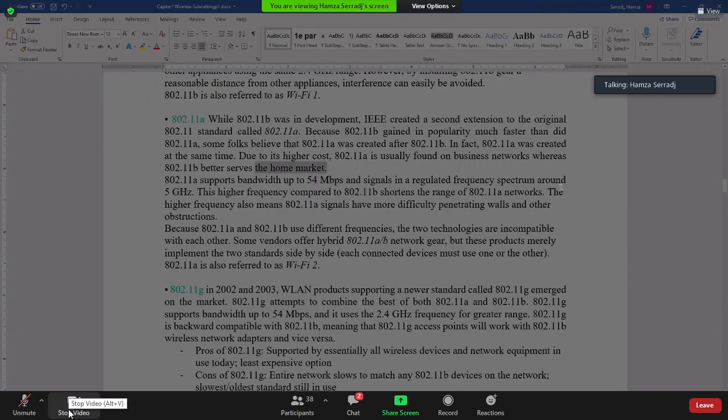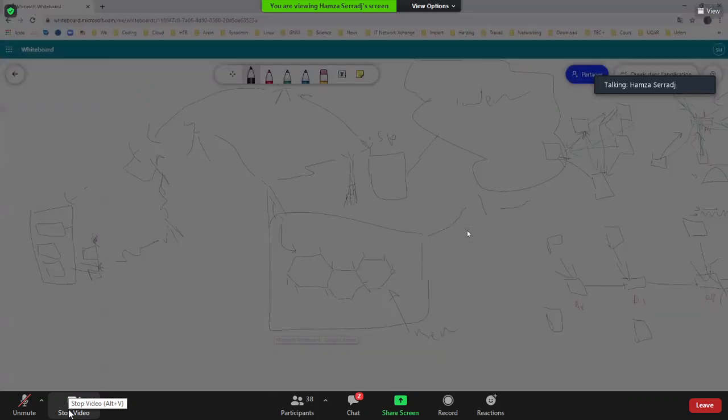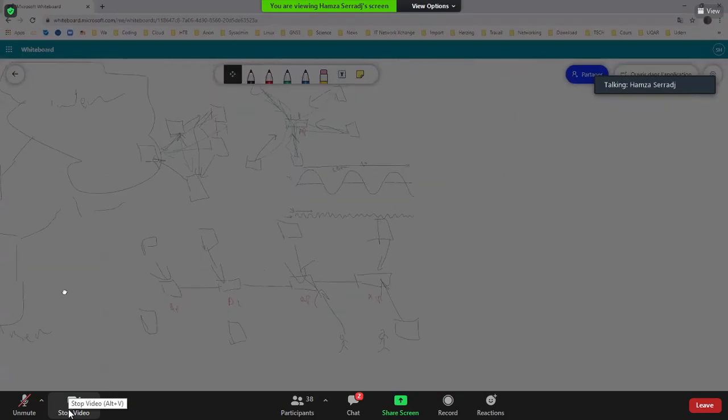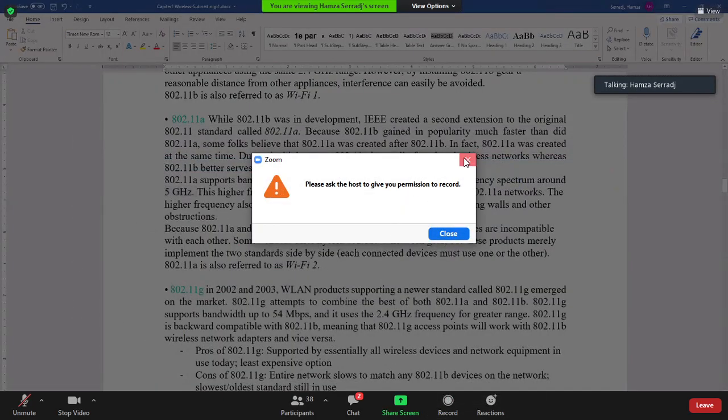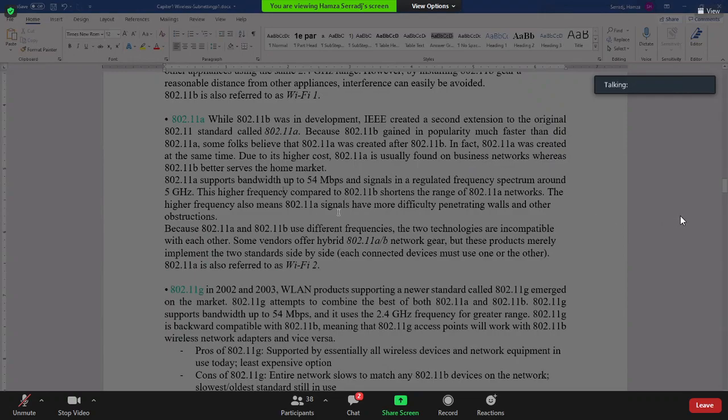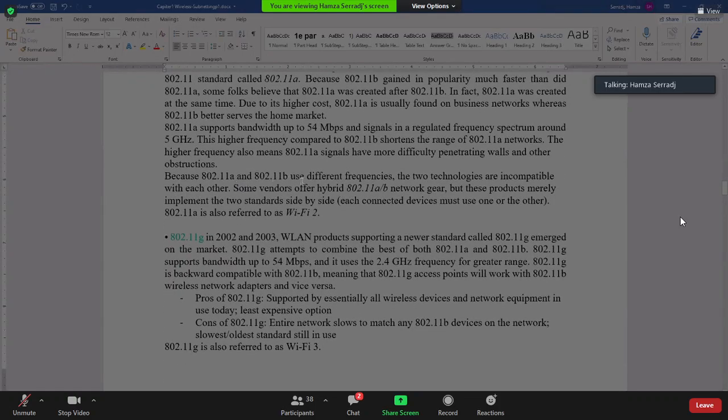A supports a bandwidth of, blah blah blah. This higher frequency compared to the B shortens the range. So you see here we have a shorter range compared to the B. The higher frequency also means signals have more difficulty penetrating walls, and I did explain to you why earlier. Think of the wall that I was explaining here, right? It needs more energy to penetrate those things. So A has more difficulty penetrating walls and other obstructions.